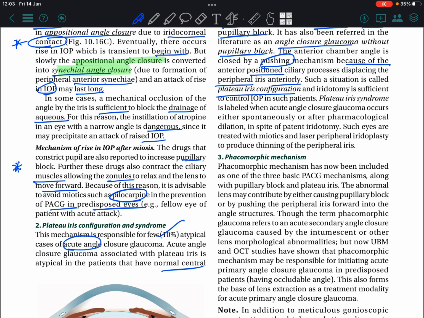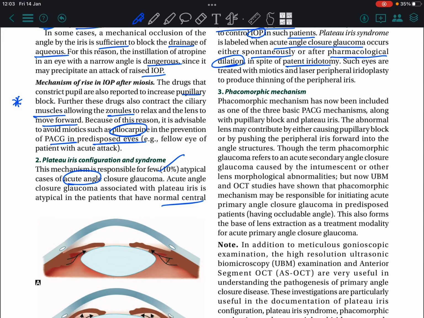Iridotomy is sufficient to control IOP in such patients. Plateau iris syndrome is labeled when acute angle closure glaucoma occurs either spontaneously or after pharmacological dilation in spite of patent iridotomy. Such eyes are treated with miotics and laser peripheral iridoplasty to produce thinning of peripheral iris.